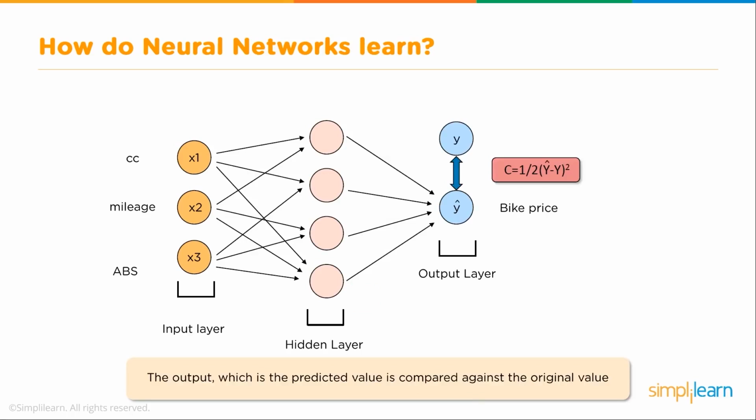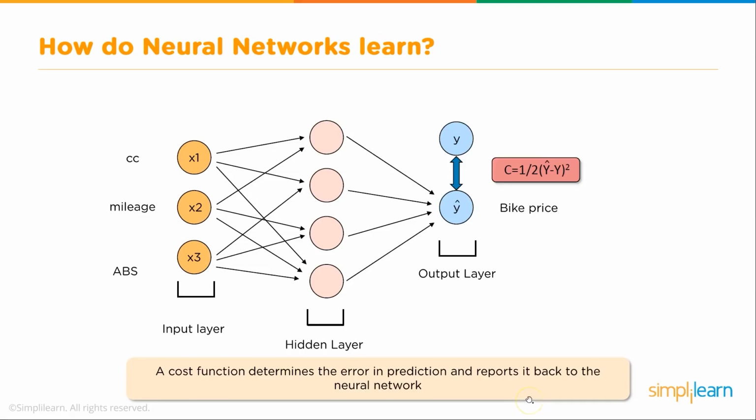And once in the output layer, the output, which is the predicted value, is compared against the original value. Since we already have a list of bikes with the different setups and what their value is, we can now generate an error from this. The cost function determines the error in prediction and reports it back to the neural network. So this is the cost. This is how far off it is. This is your error coming back.